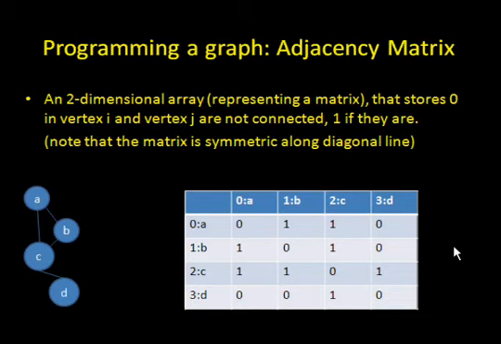Okay, the second way of representing graphs is the adjacency matrix.